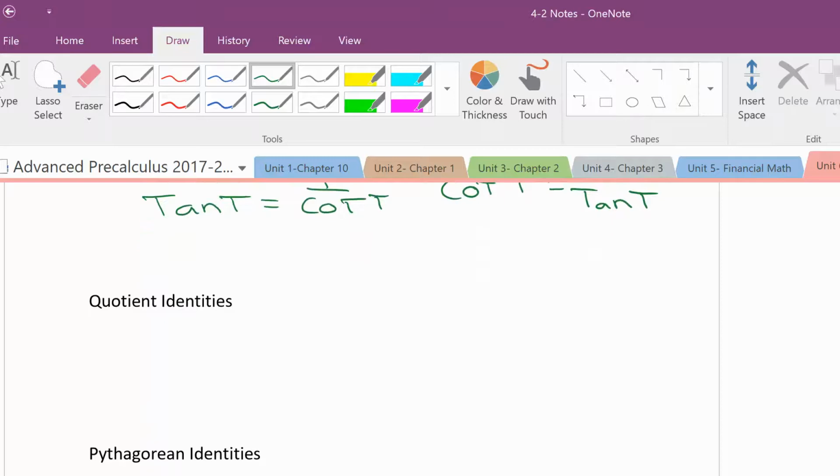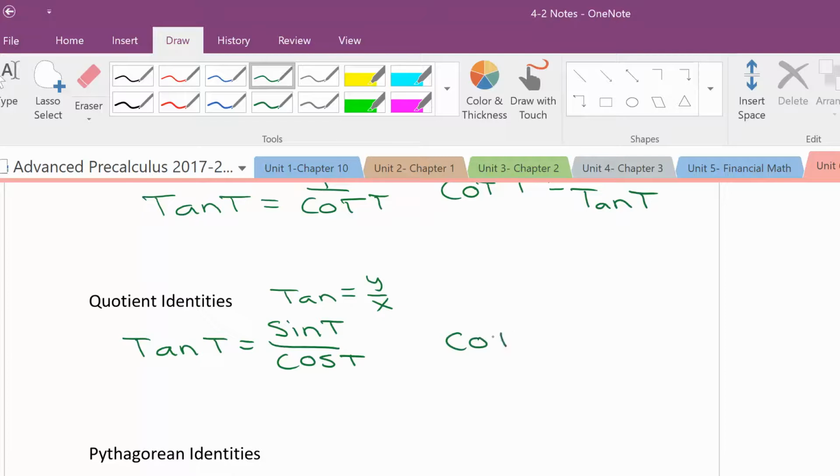Quotient identity. Because tangent is equal to y over x, the tangent of any angle is equal to, since y is the sine and x is the cosine, sine over cosine. And the cotangent is the reciprocal of that. It's cosine over sine.